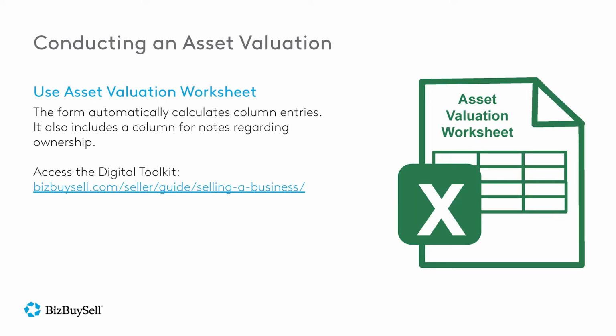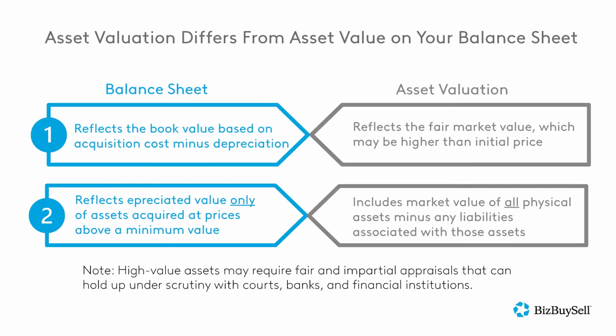Use the Asset Valuation Worksheet in the digital toolkit as you create and value your asset inventory. The form automatically calculates column entries. It also includes a column for notes regarding ownership, such as the amount of the purchase price outstanding, the cost of accompanying service agreements, and other costs of ownership. Access the digital toolkit by visiting bizbuySell.com/seller/guide/selling-a-business/.